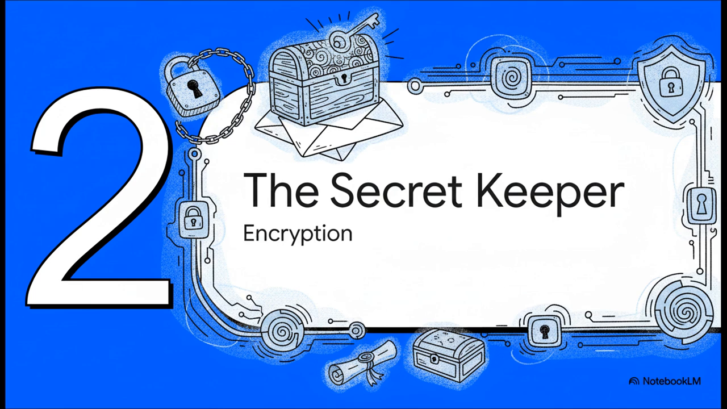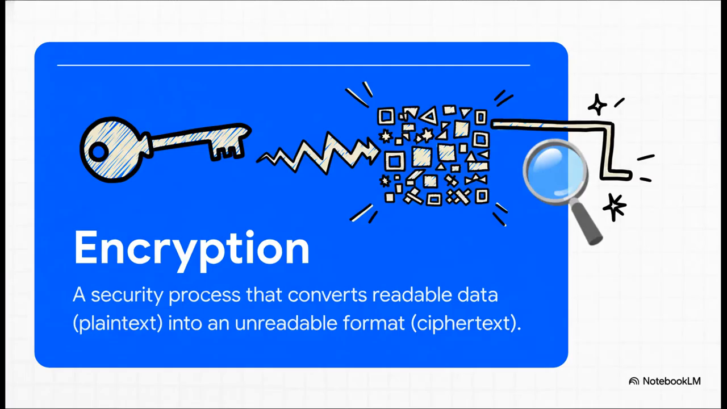Look, if encoding is like putting a letter in a regular envelope that anyone could potentially open, encryption is like putting that letter inside a locked steel box. The entire goal here is confidentiality. The magic ingredient for encryption is the key. It takes perfectly readable data, what we call plain text, and scrambles it into an unreadable format called ciphertext. It's basically a super advanced secret code, and the only way to unscramble it and reveal the original message is if you have the correct key. Without that key, it's just total gibberish.